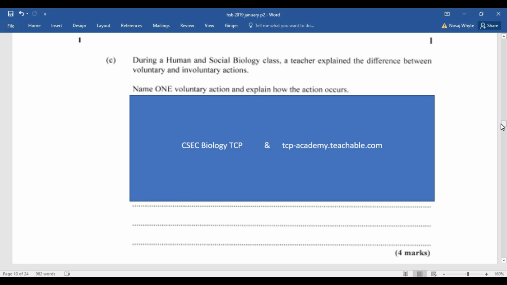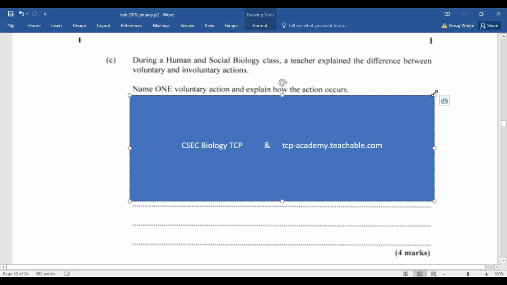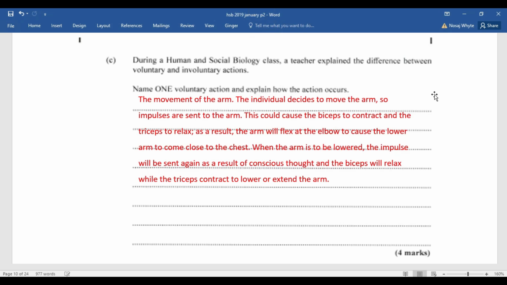So we are back at the skeletal system. Name one voluntary action and explain how the action occurs. Now, voluntary action is under conscious thought, right? So you decide. I made the decision to answer this question to assist some students. So that is pretty much something I volunteered.